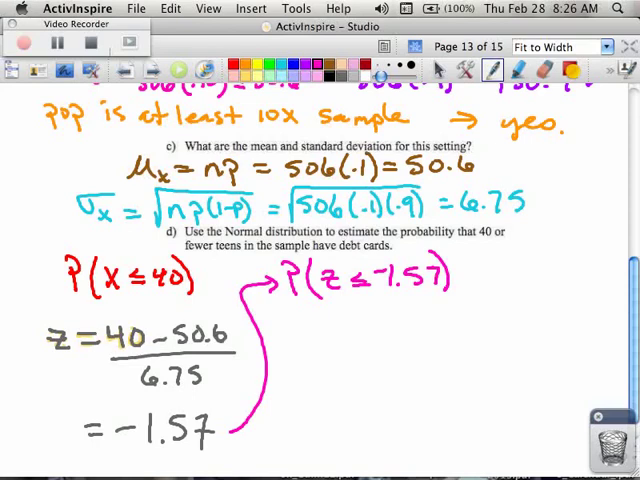So I can just write that down, whatever the answer is. I think that when you do this on your calculator, you get 0.0582, using normalcdf. Yep.